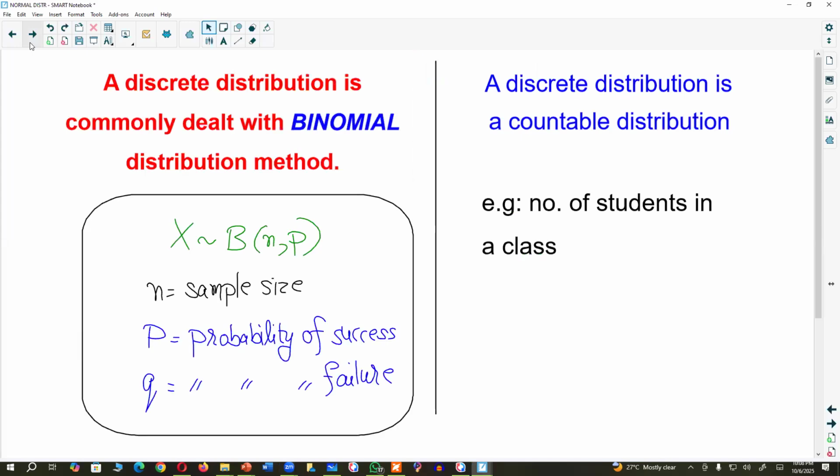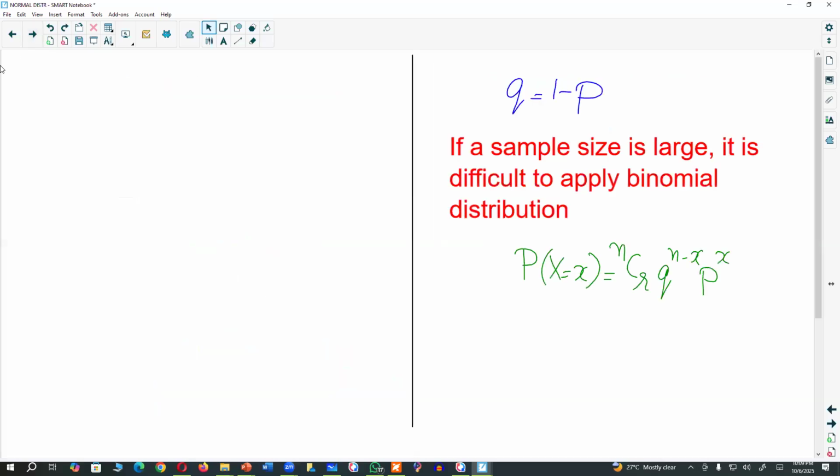So when you say discrete, right hand side, it is a case of countable distribution. Left side, a discrete distribution is commonly dealt with binomial. We have another feature after the 22 syllabus update, that was geometric. So binomial distribution is good to use in discrete distribution. How we used to write it: x is distributed binomially n comma p, where n is the sample size, p is the probability of success, and q is the probability of failure. Now we have a formula from the start of this chapter: q is equal to 1 minus p.